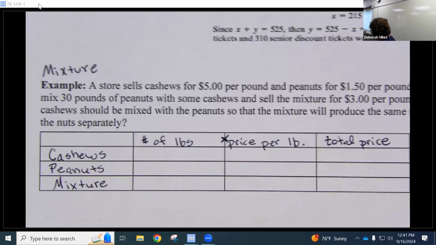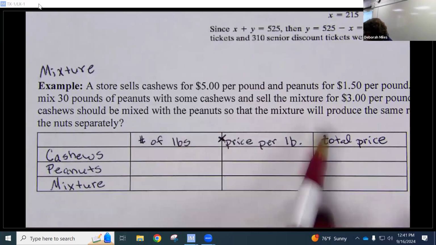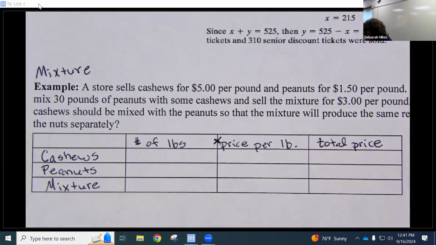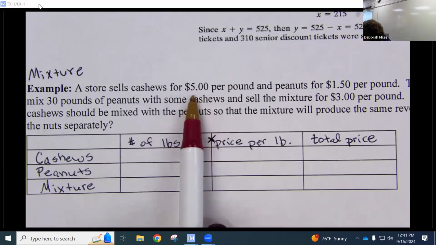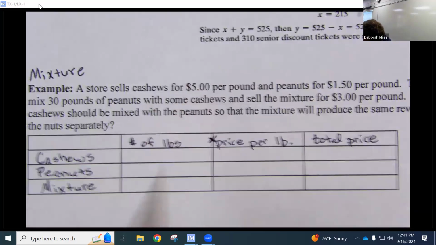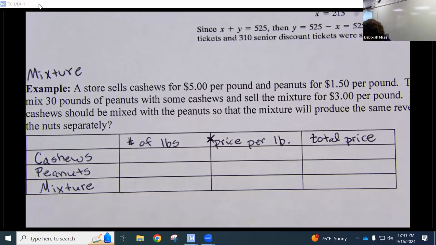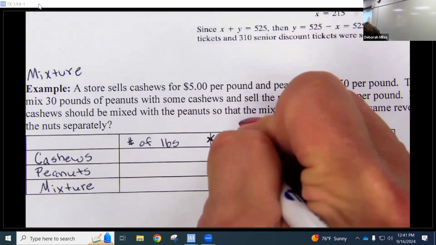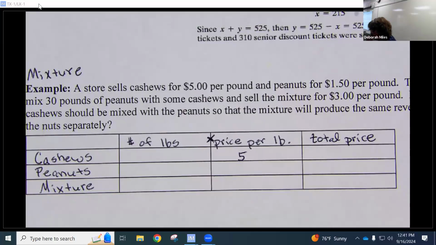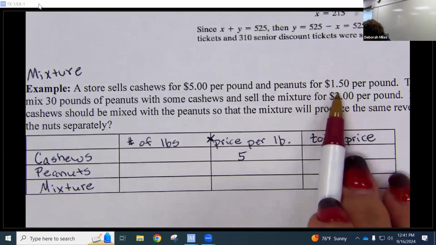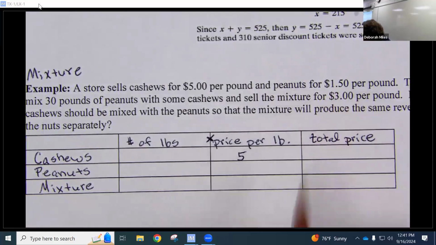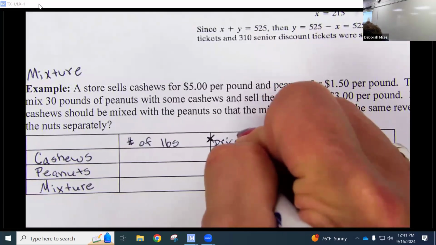That's the hardest part of the problem for me, just figuring out the words, because if I figure out the words, I can figure out where all the numbers go. Tell me where the 5 goes, and you got to tell me a row and a column. That's the price per pound of the cashews is 5. Tell me where the $1.50 goes. That's the price per pound of the peanuts.